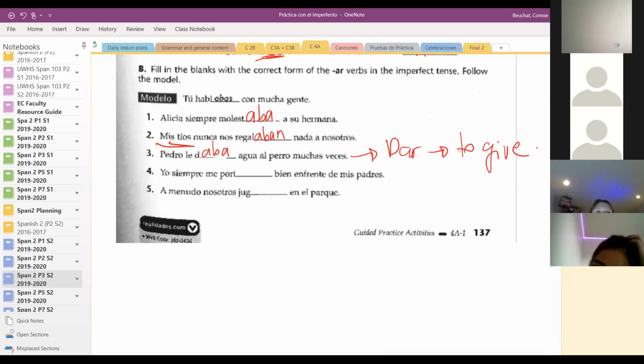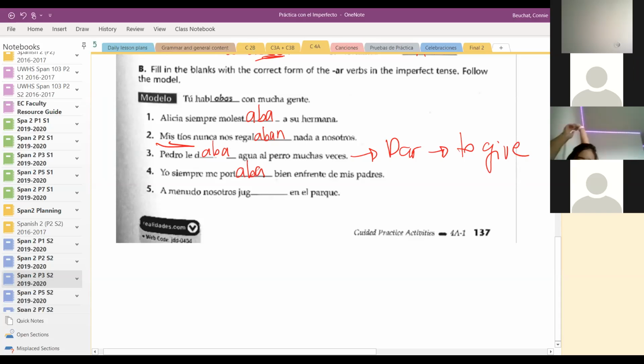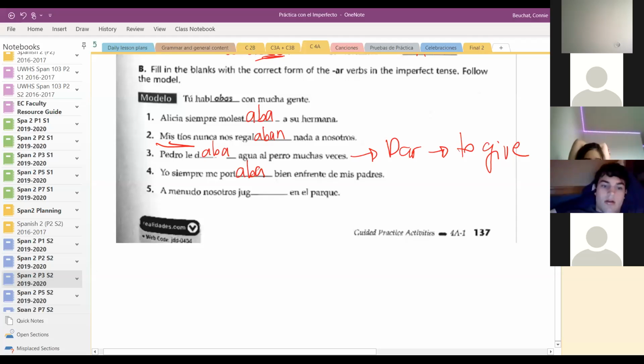Número 4. Let me see. I want to call Caitlin. Número 4. That would be aba. Yes. So yo siempre me portaba. Portarse, to behave. That's in your vocab also, see?